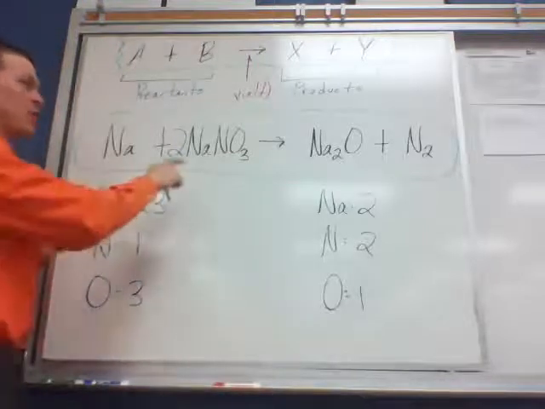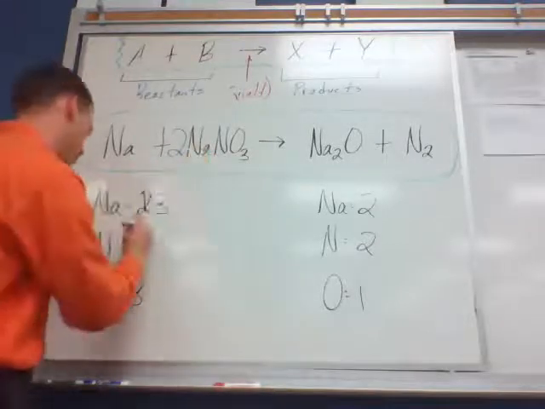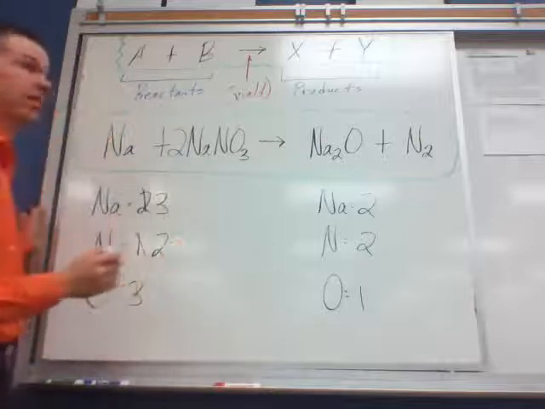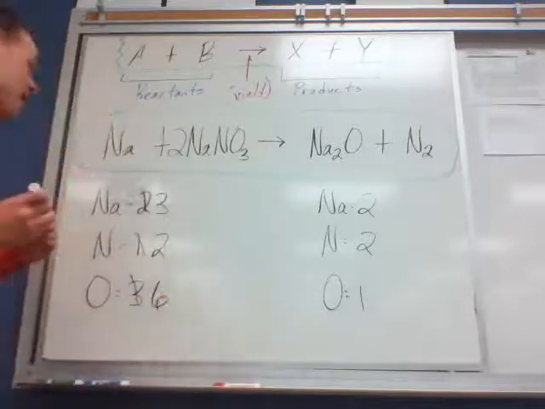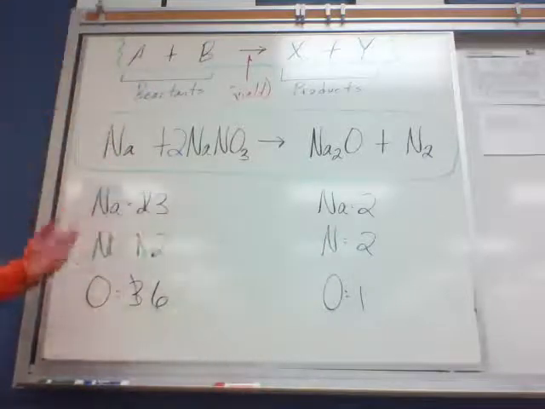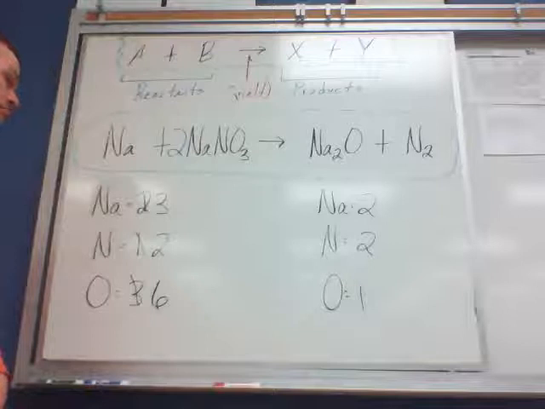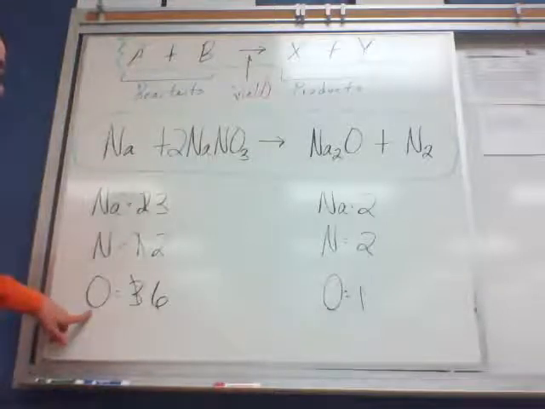All right? How many nitrogens are there? 2 times 1, there's 2 nitrogens. How many oxygens? 6. All right? Now, that did what it was supposed to do. Our whole point was to make the nitrogens equal, and we did that. All right? Let's move down to the oxygens.